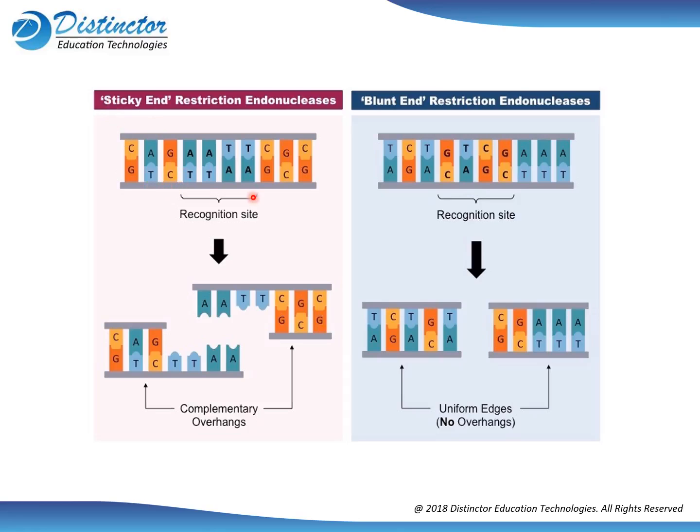They recognize a palindromic sequence. Once they find the palindromic sequence, they produce overhangs of a complementary strand. So this can be easily placed over here and easily sealed. But when it is a blunt end, the sequence is cut and they become two different blunt ends. There are no overhangs and the edges are uniform. This cannot be sealed that easily, but it can be sealed with the help of a DNA ligase.